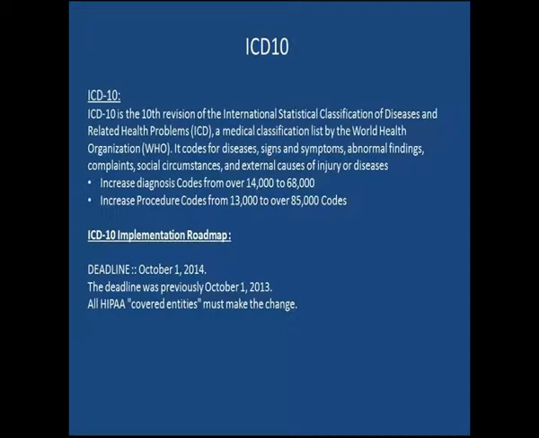Even the length has been increased and the modifiers are increased. So it's all about codes. Earlier, if it was some treatment related to the hand, there was only one code. Now they have variations for the same treatment for the left hand, the right hand, the arm, and the shoulder. So with those variations, more clarity came into the picture, and such clarity has made the codes increase from 14,000 to 68,000. Even the procedure codes have been increased from 13,000 to 85,000. So on the procedure side also, they have given more clarity and the codes have been revised, with a vast increase in the number of codes.